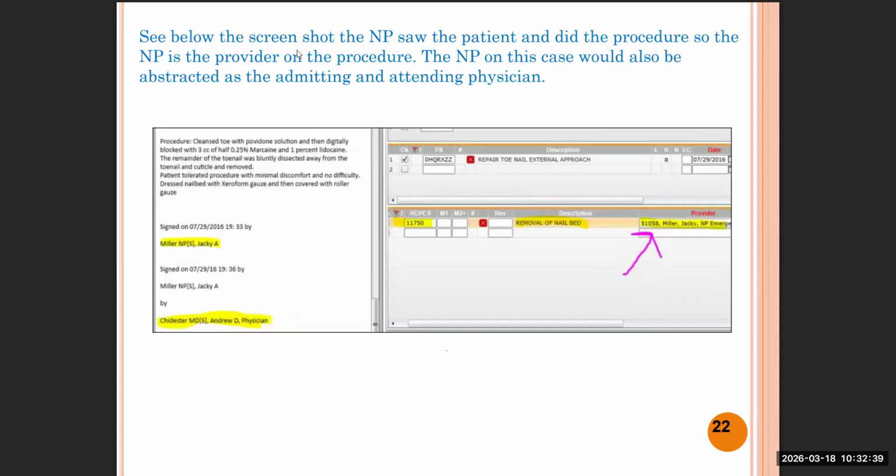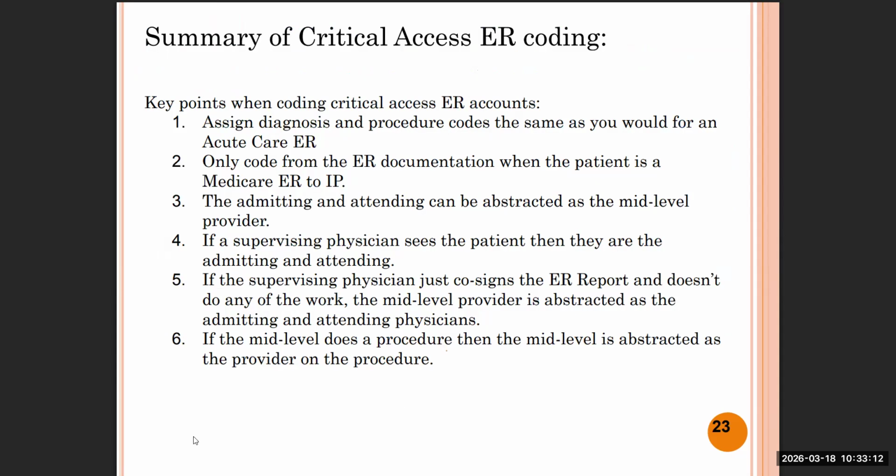So see below the screenshot of the NP. The NP saw the patient and did the procedure, so that NP is the provider on the procedure. The NP in this case would be abstracted as the admitting and attending physician. You will see here the signature is given by the NP, and next the co-sign is by the MD, like that. So you will see here the NP, emergency. You will select the ICD and CPT codes and you will find that, right? So you will see this kind of thing.